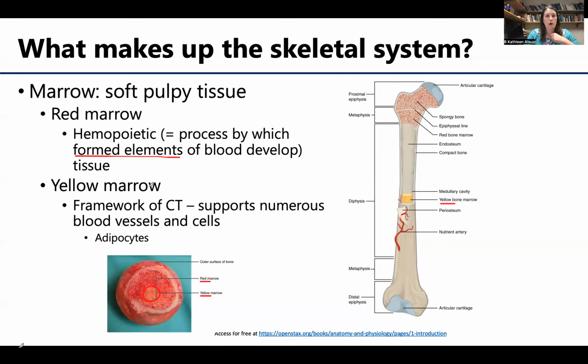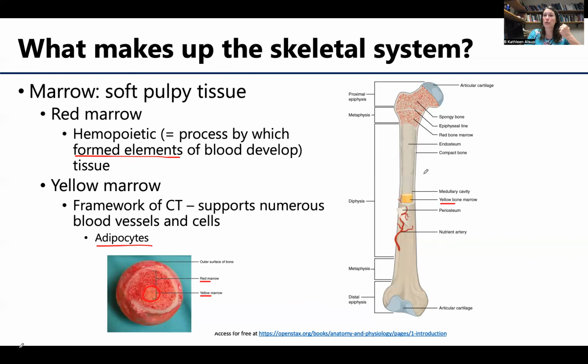Now, yellow bone marrow is a network of connective tissue that is going to support numerous types of cells, but the most numerous of those cells are going to be adipocytes. And adipocytes are going to be fat forming. And so really, this is kind of a collection of fatty tissue that generally is going to be found in the hollow portions of the shafts or the bodies of long bones.